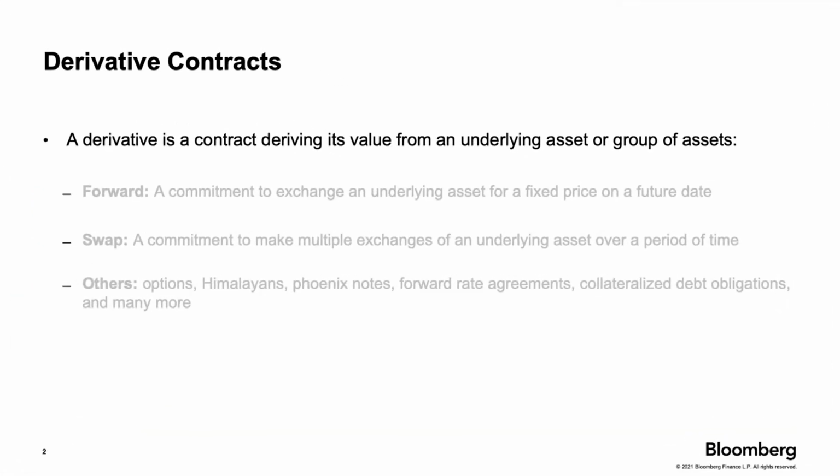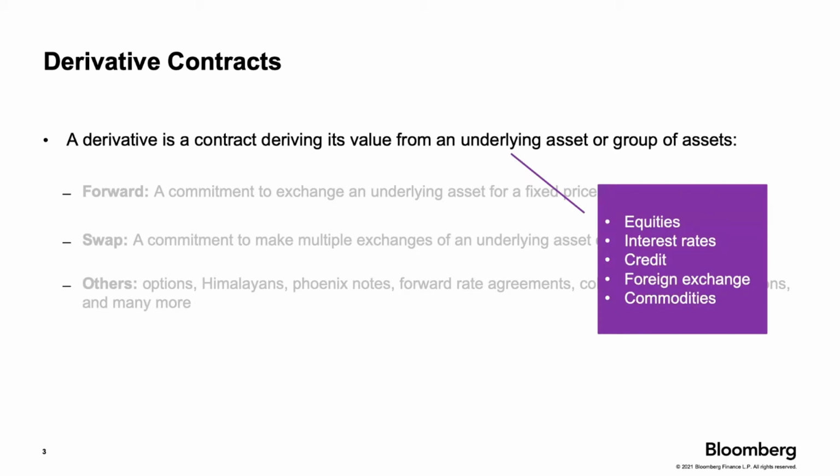A derivative contract is a type of financial contract, and very informally speaking, a financial contract is an agreement that two parties participating in a financial market enter. And a derivative contract is a type of financial contract that derives its value from an underlying asset or a group of assets. When I say an underlying asset, what I mean is something like an equity, an interest rate, foreign exchange, and so on.